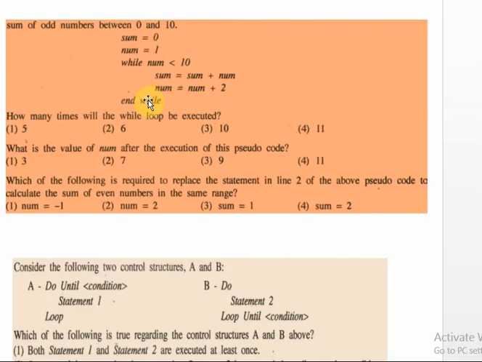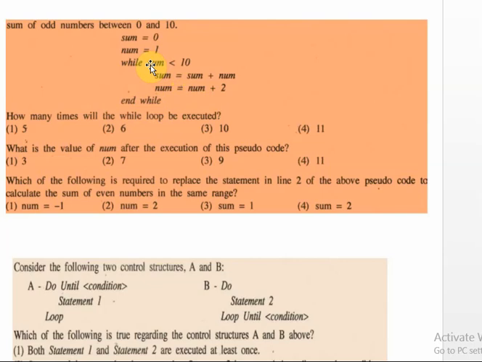Still the condition is true. Go here, the num becomes now 3. Started with 1, right? Ran once, then num became 3. Again it will run, right? Num became 3. Again it will run. Then num becomes 5. Again it will run. Then num becomes 7. Again it will run. Then num becomes 9. Again it will run. After running only, the num becomes 11.